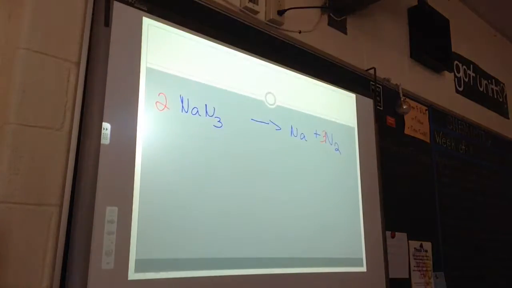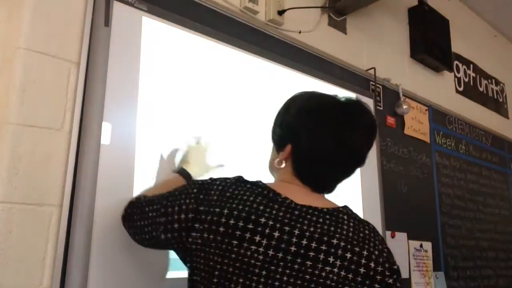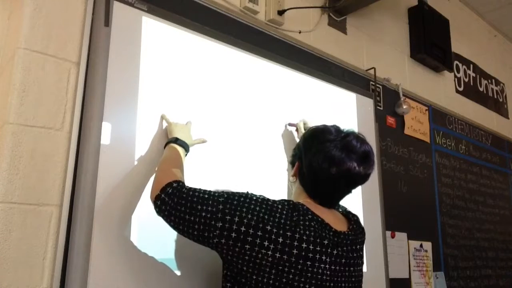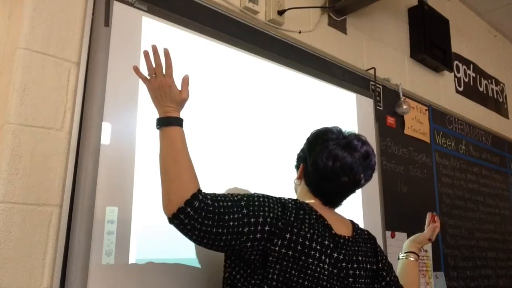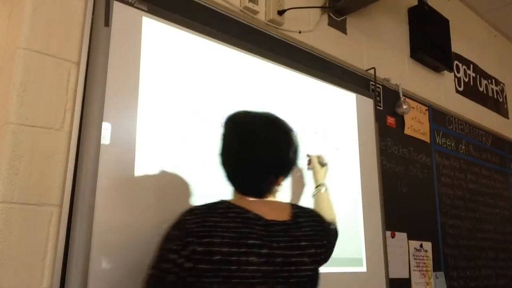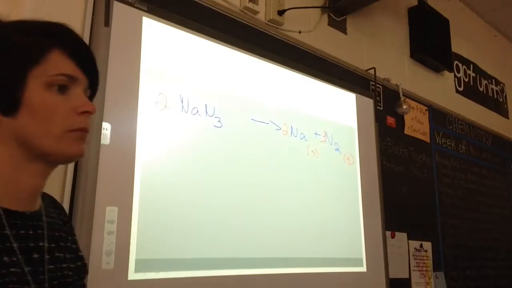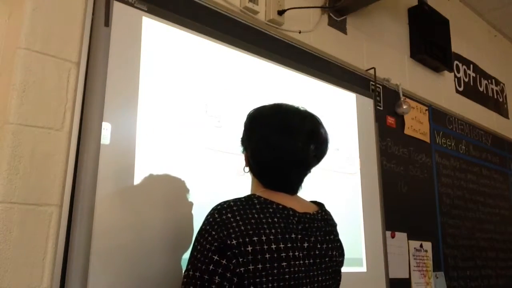Now sodium's messed up. Okay, this is okay. How many sodiums here? 2. And how many here? 1. Now we're happy again. Yes? Balanced. Okay? Ratio? 2 to 2 to 3.